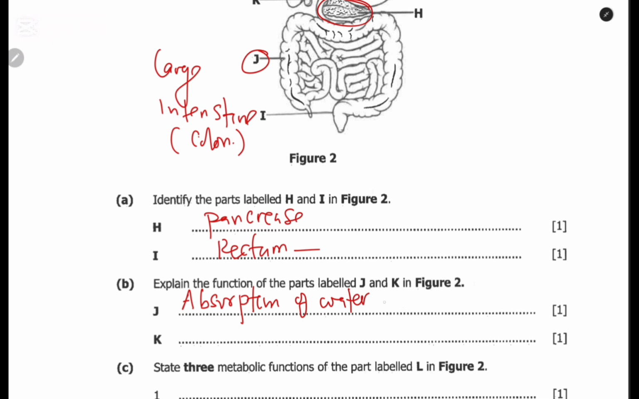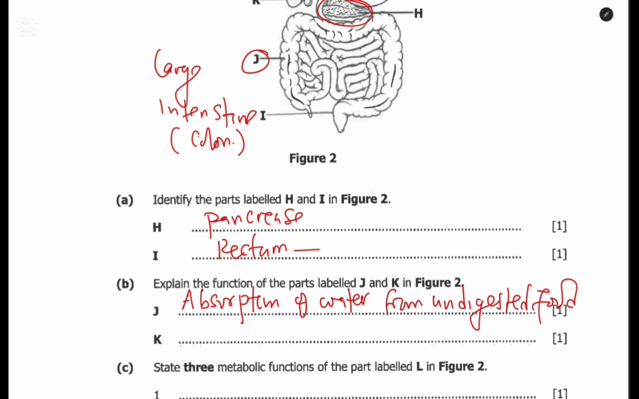Okay, absorption of water from where? From undigested foods or from feces. Aside from that, it also absorbs soluble vitamins. So that is also another function. And we can further add to that that they also complete the absorption of mineral salts. So all those are answers that you needed to write on this part after identifying the part.